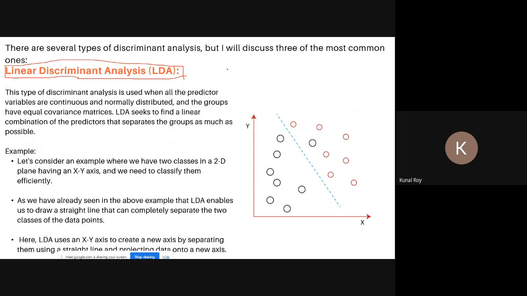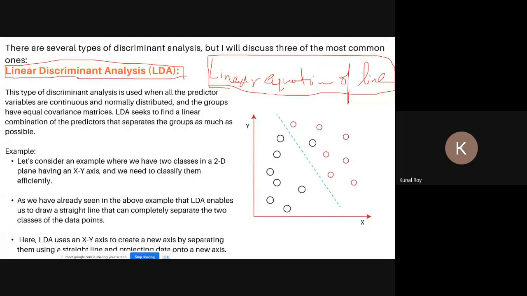As we have studied since childhood, there is a linear equation, the equation of a line. From that concept, the linear discriminant analysis approach comes in handy. It is used when all the predictor variables are continuous. Now what do you mean by a predictor variable? A predictor variable is nothing but the same thing as an independent variable.